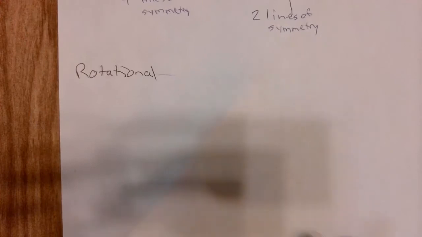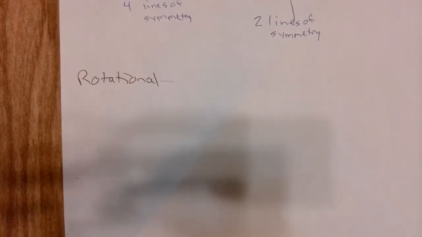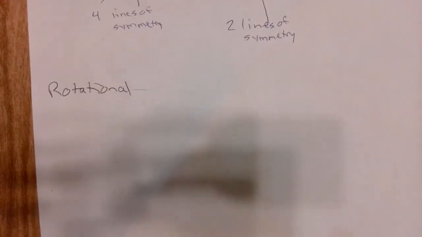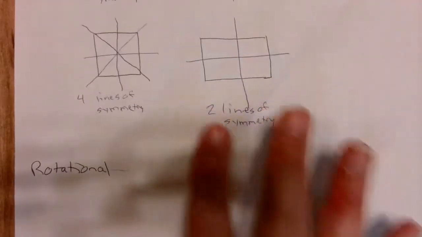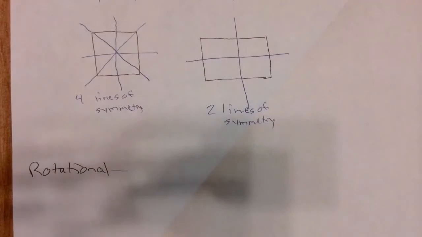Rotational symmetry is based off of symmetry when you rotate it. Can you take a shape and turn it and have it match back up where it started? Now, anything has 360-degree rotational symmetry. If I took my paper and I turned it 360 degrees, one full circle, it would be exactly where it started, right?